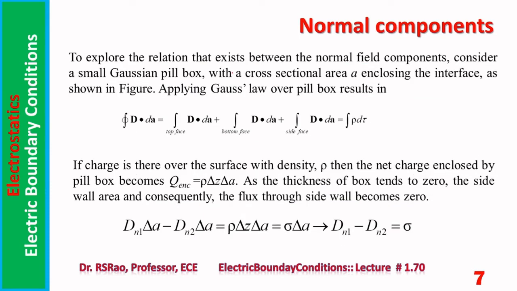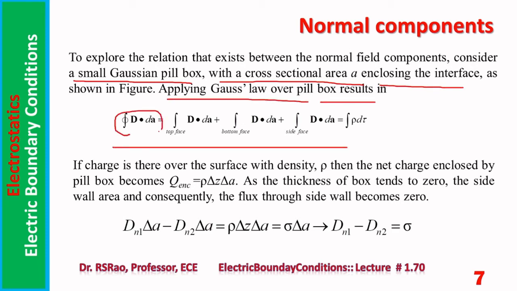To derive the condition on normal components, consider a small Gaussian pillbox, as already mentioned, with a cross-sectional area A enclosing the interface. Applying Gauss law over the pillbox, this is a closed surface integral, so you have to perform it over all the faces: the top face, the bottom face, and the curved side face. It is equal to Q enclosed. If charge is there over the interface, then the net charge enclosed by the pillbox becomes rho delta Z delta A, where rho is the volume charge density.